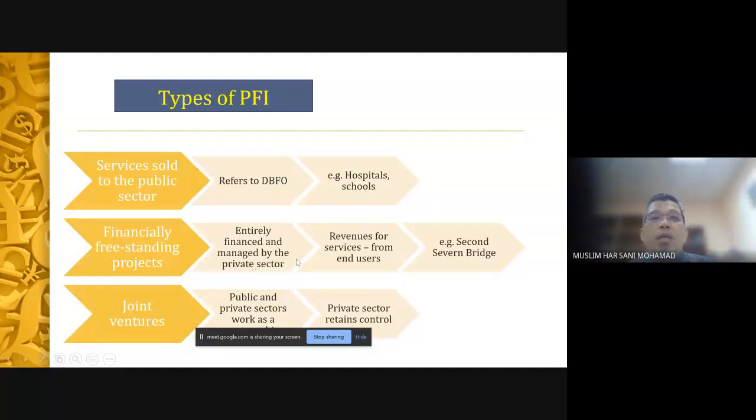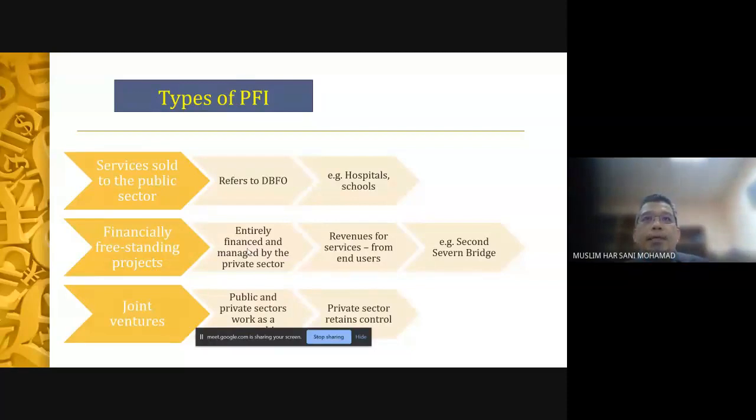So the construction of facilities such as a bridge. If you look at this example, the second Severn Bridge. The Severn Bridge here is basically between Cardiff and Bristol. I think the second Severn Bridge is new. So even for the Severn Bridge you have to pay. It's just like a toll. The difference is about toll, about the expressway.